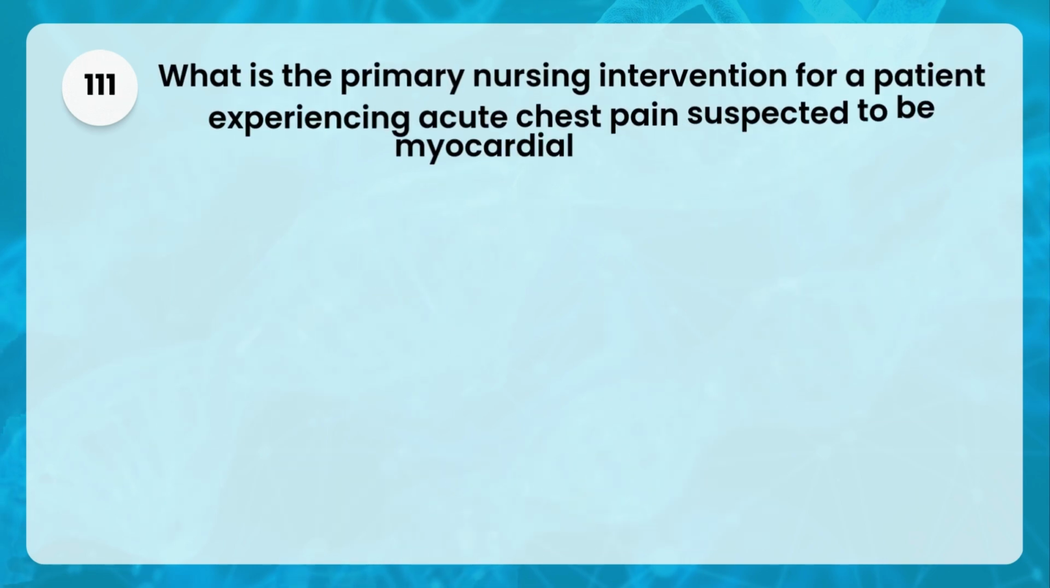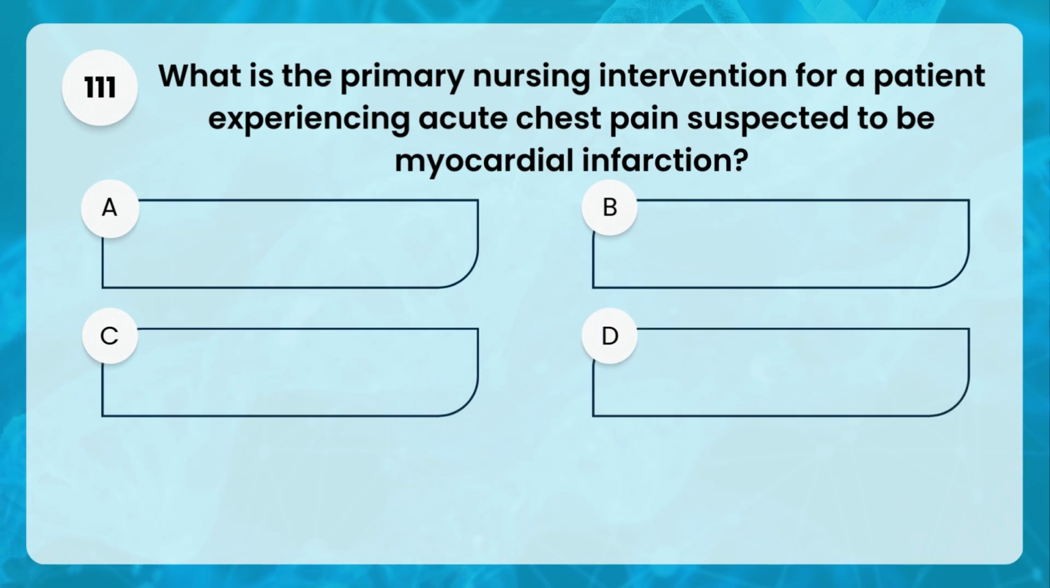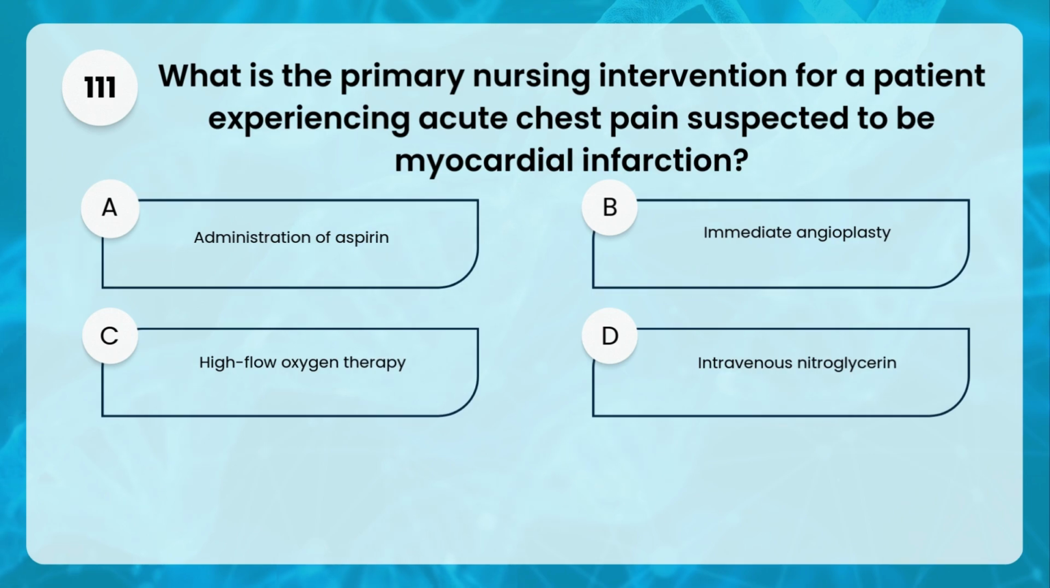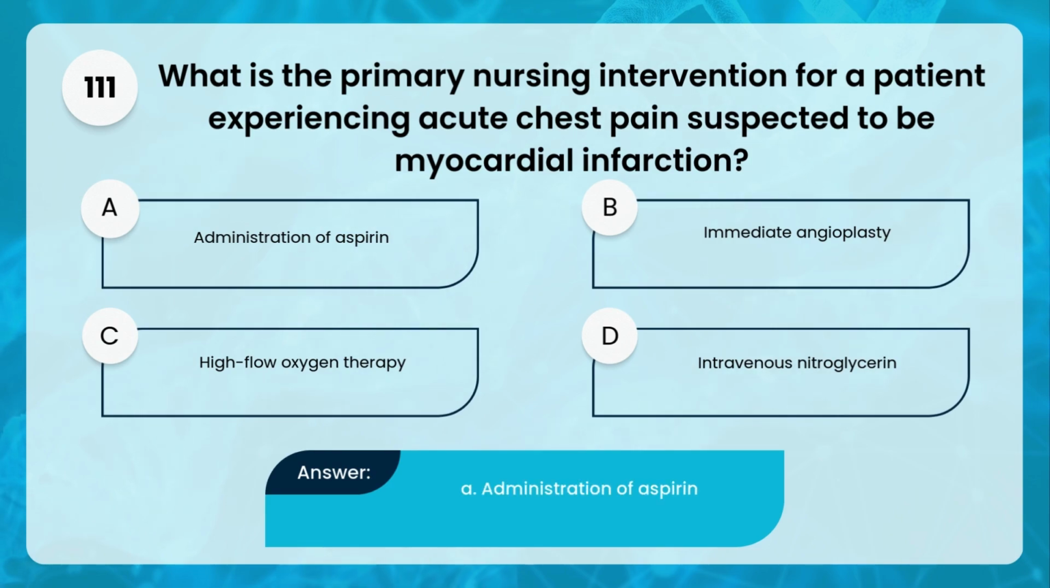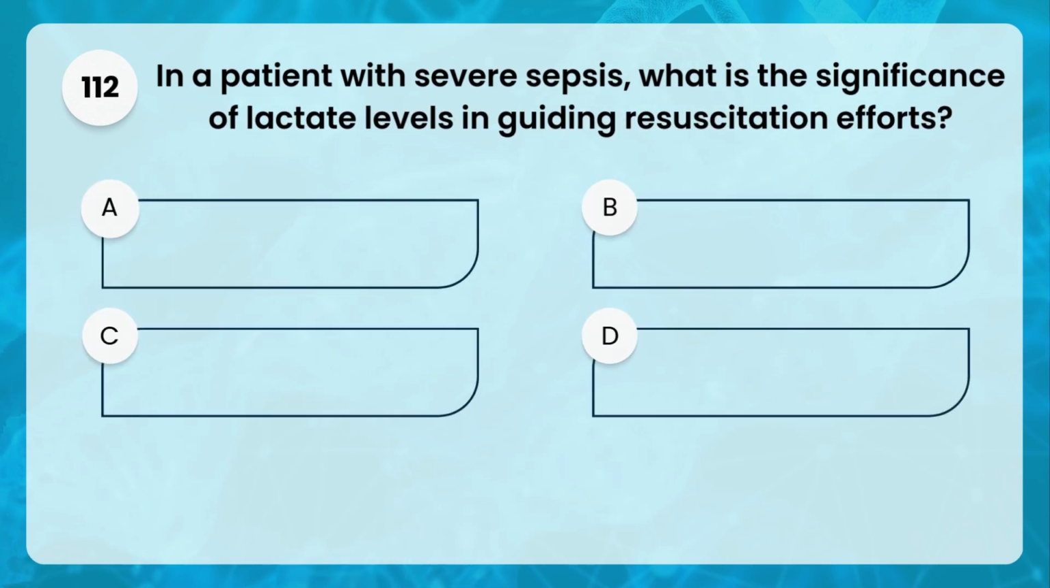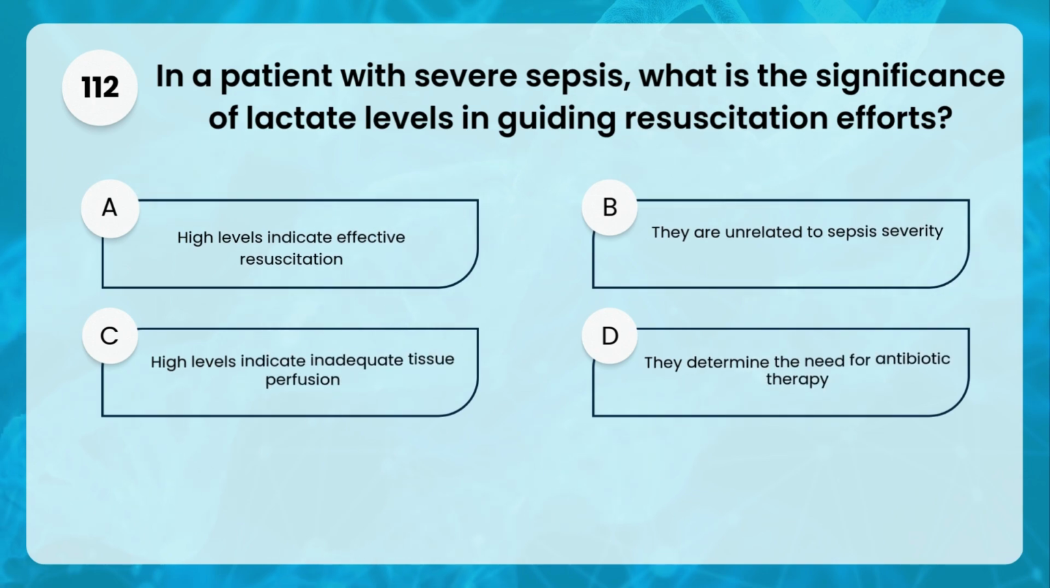111. What is the primary nursing intervention for a patient experiencing acute chest pain suspected to be a myocardial infarction? A. Administration of aspirin. B. Immediate angioplasty. C. High-flow oxygen therapy. Or D. Intravenous nitroglycerin. The answer is A. Administration of aspirin.